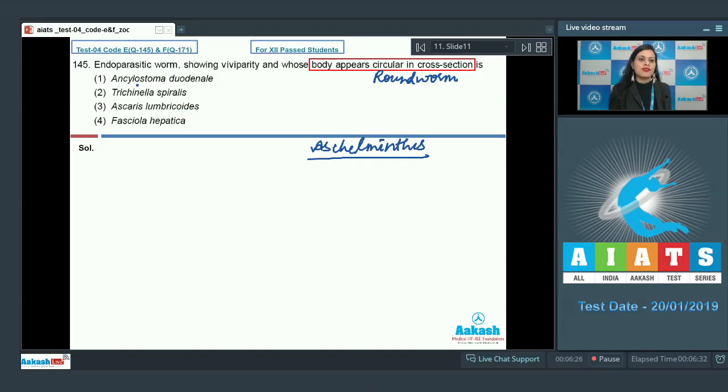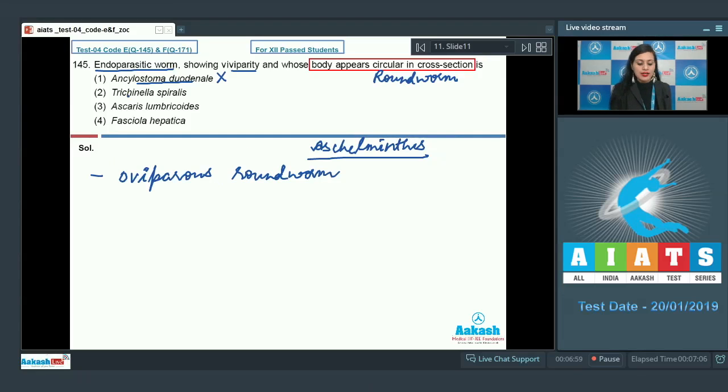The very first option given is Ancylostoma duodenale, and this is an incorrect option because although it is an endoparasitic worm, it doesn't exhibit viviparity. It's an oviparous roundworm.